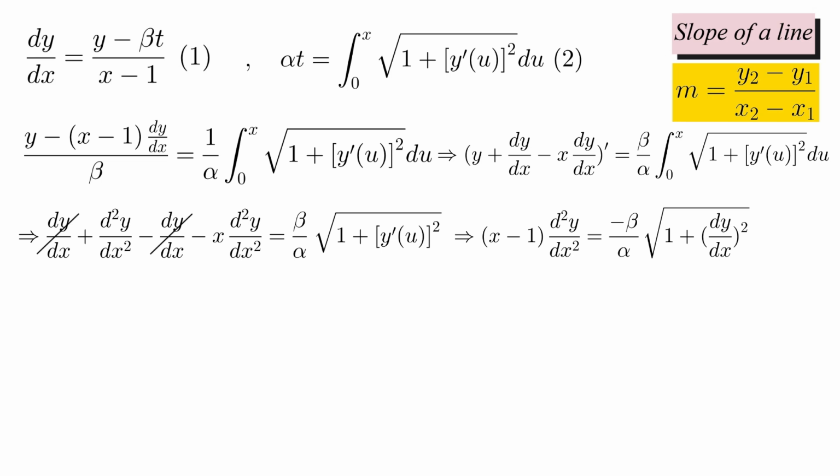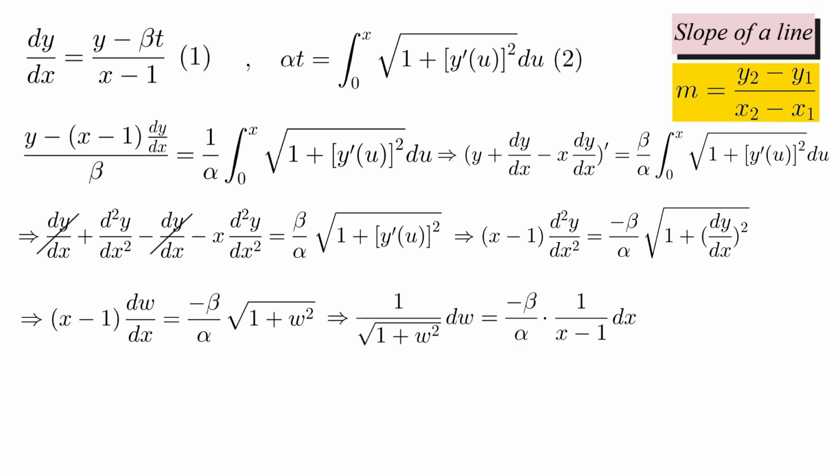We change the variables, we call dy/dx equals w, and now we have (x minus 1) dw/dx equals minus beta over alpha times the square root of 1 plus w squared, which is a first order differential equation. And we use the method of separation of variables to solve this. So we separate the variables, and we have 1 over the square root of 1 plus w squared dw equals negative beta over alpha times 1 over (x minus 1) dx. Now we integrate both sides, and we have the integral of 1 over the square root of 1 plus w squared dw equals minus beta over alpha times the integral of 1 over (x minus 1) dx.